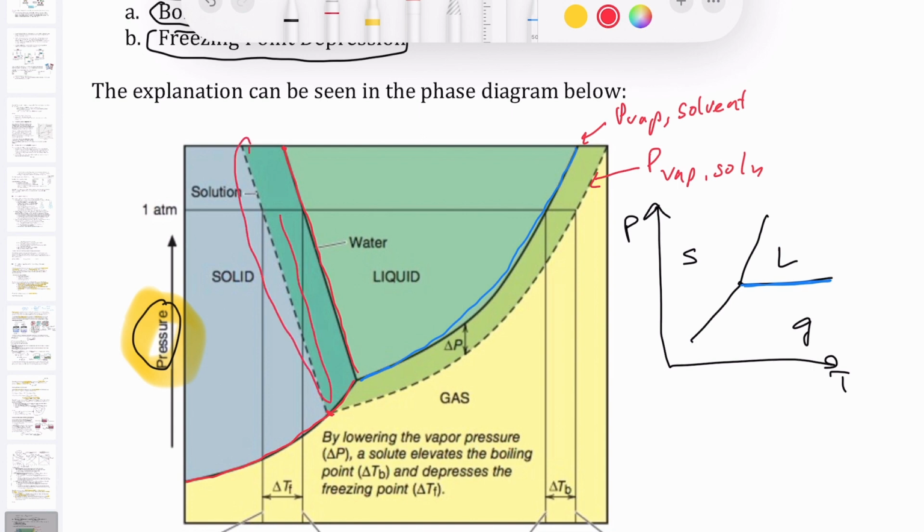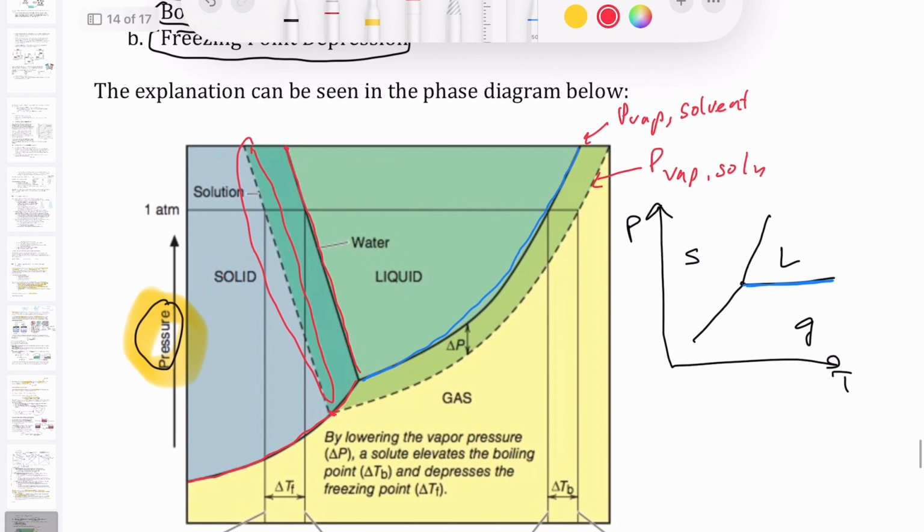And the reason that dotted line is important is because of a couple of things. One is that where that 1 atmosphere pressure intersects, this was originally the freezing point of the pure solvent. But you can see what happens is now, because of that new dotted line, the freezing point has been moved to the left of the original freezing point. So that means the freezing point of the solution is less than the freezing point of the pure solvent.